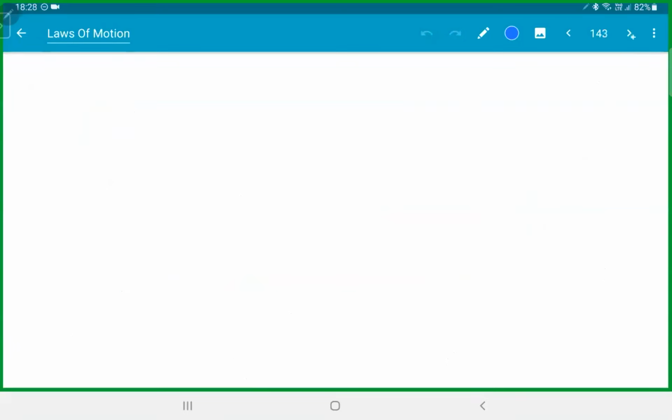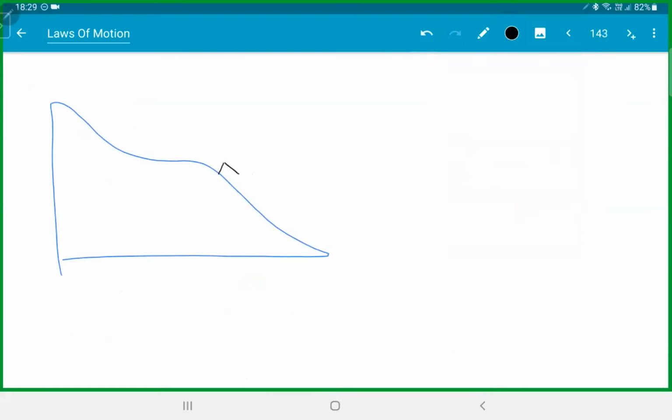So let's see how to do this thing. What we do here, don't take the full string, but take a part of the string. Let's say you take a small piece here. Let this angle be theta. Now understand theta is changing here. Theta is variable.